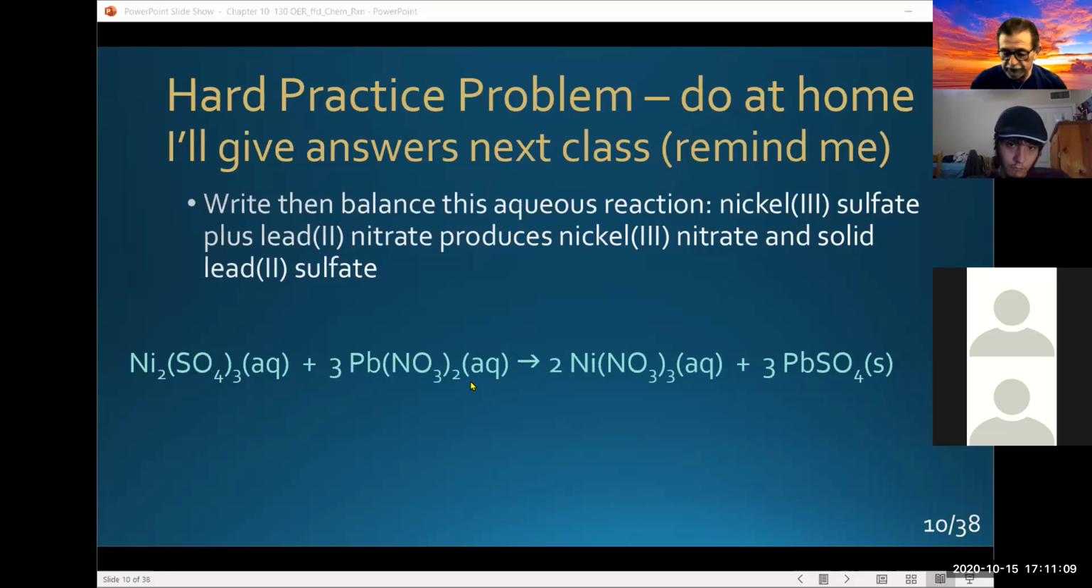Remember, those in parentheses are the polyatomic ions. Don't take them apart, counting the number of nitrogens; just count them as a unit. And if you follow those along, you would, by default, balance this chemical reaction. You should come up with 1 nickel, 3 sulfate, 3 lead, 2 nitrates, and 2 nickel nitrates, and 3 lead sulfates. Okay, we'll come back to this.